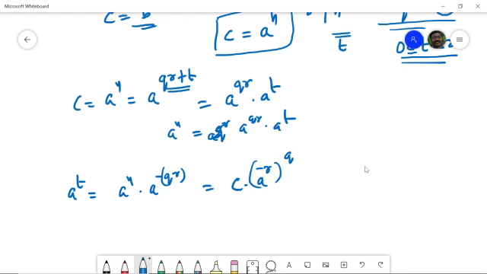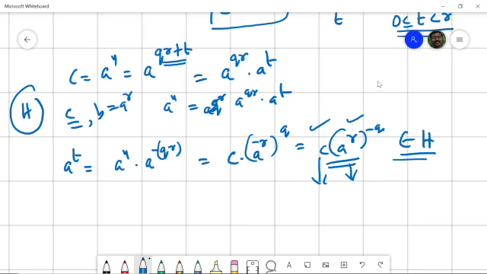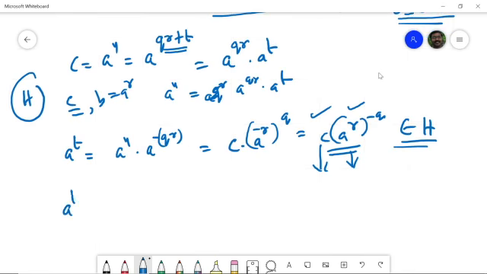Now you know that my H is a subgroup, so it will be closed. Now my C is in H, and my B, which is A raised to R, is in H, so their combinations should also be in H. If you take any powers of A raised to R, it should also lie in H, because H is a subgroup and is closed under the operation. So B squared, B raised to minus 2, B cubed, etc., everything should be in H. So C is there, this is there, so their combinations also will be there. That means this element will be in H. So A raised to T is in H.